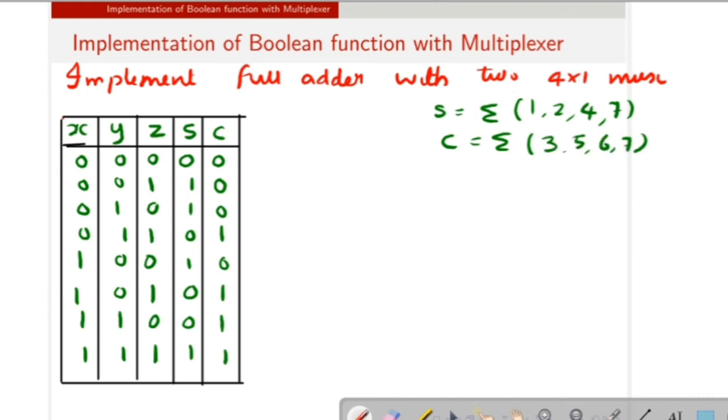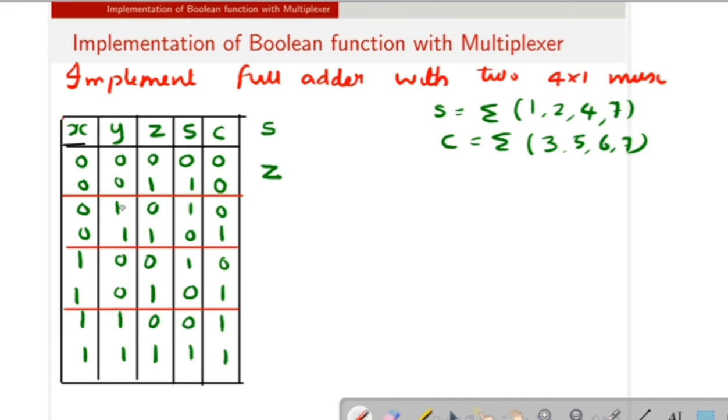Right. So here there are 3 input variables. For a 4x1 multiplexer there are 2 selection lines. So I select X and Y as the selection lines. When X and Y is equal to 0 0, or 0 1, or 1 0, or 1 1. So when X and Y is equal to 0 0, then we can write what is S. Z is equal to 0, S is equal to 0; Z is equal to 1, S is equal to 1. So S depends on Z.